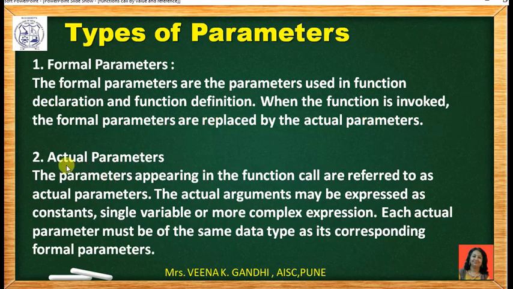Next is actual parameters. The parameters which appear in the function call are known as actual parameters. The actual parameters can be a constant, a single variable, or a more complex expression. The number and type of actual parameters must be the same as the corresponding formal parameters.